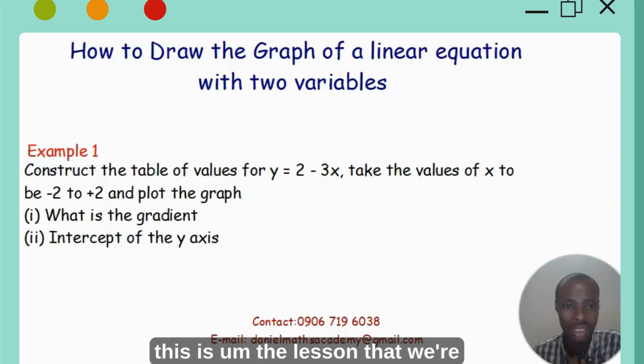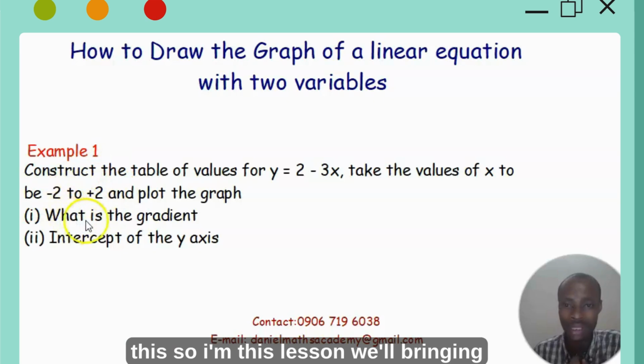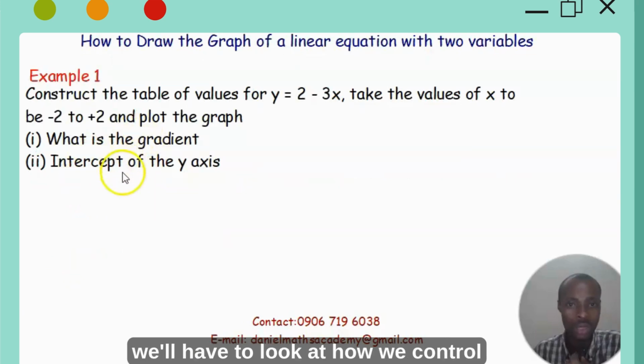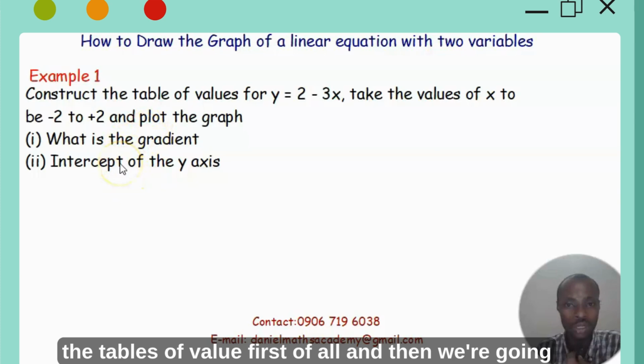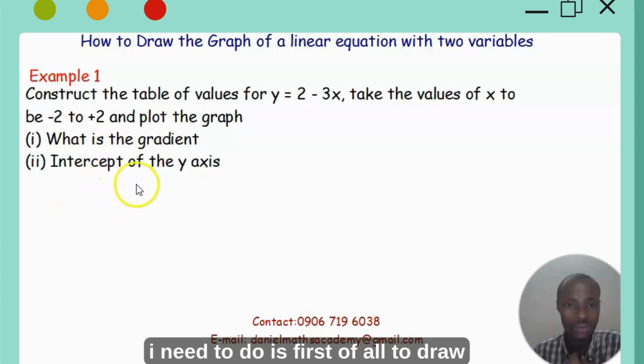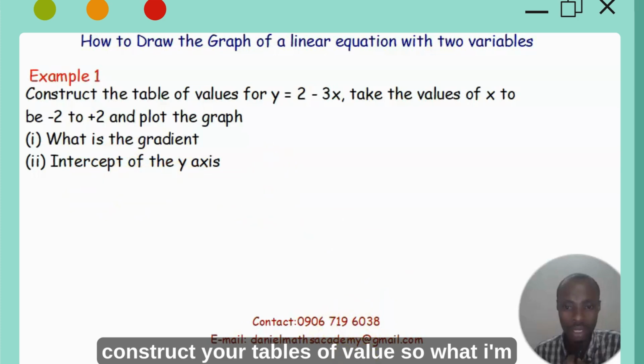So this is the lesson that we're looking at today. So let's begin the lesson. In this lesson quickly we'll have to look at how we could draw the tables of value first of all, and then we're going to use that to plot the graph. So what I need to do is first of all to draw the tables of value. So this is how you're going to construct your tables of value.